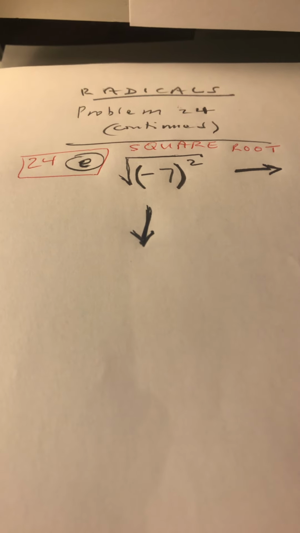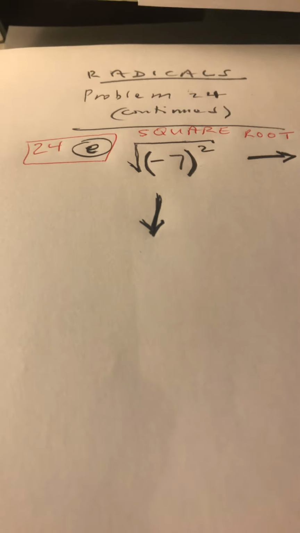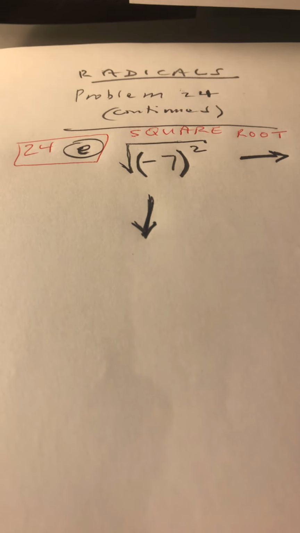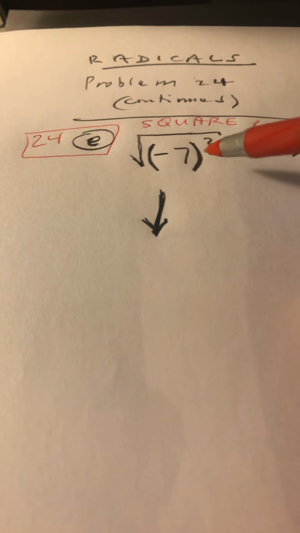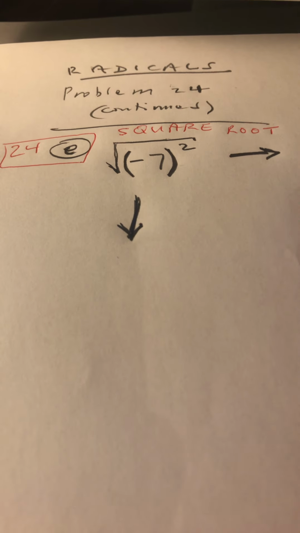Okay, so we are still doing number 24. As you can see here, we are working on a problem on radicals, 24E. So we want to find out what the square root of this quantity, negative 7 squared, is.